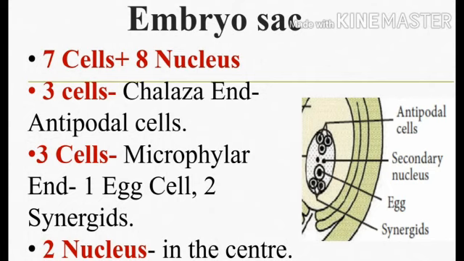Then for the 8 nuclei: 6 cells are present at the micropylar end and the chalazal end, and these 6 cells contain 6 nuclei. Plus 2 nuclei, which are present in the center of the embryo sac, are the polar nuclei. So 6 plus 2 is 8 nuclei present in the embryo sac.